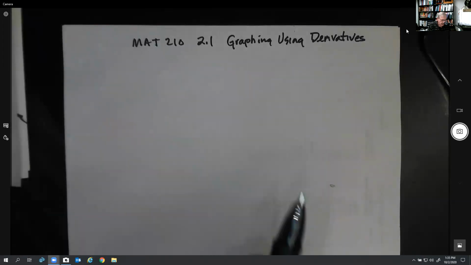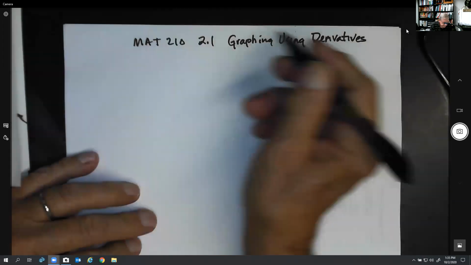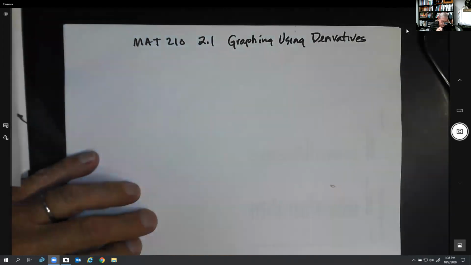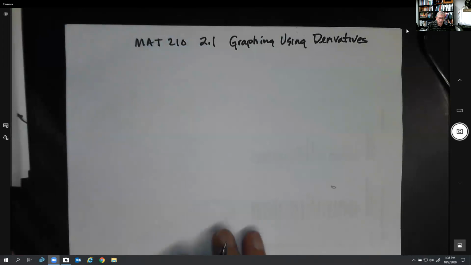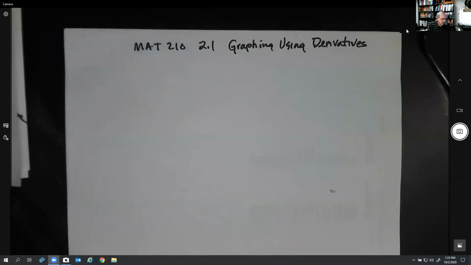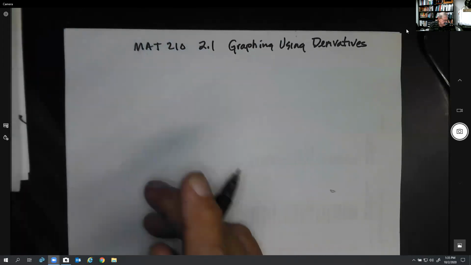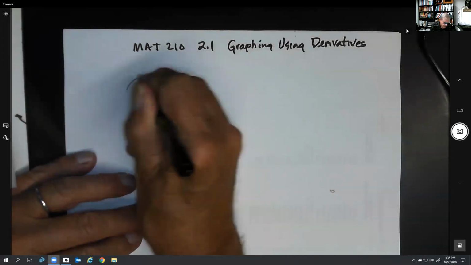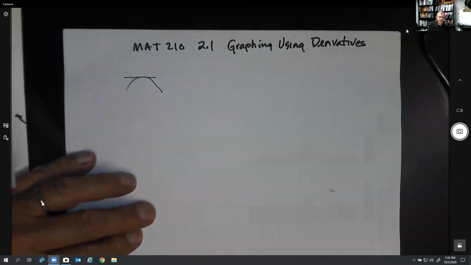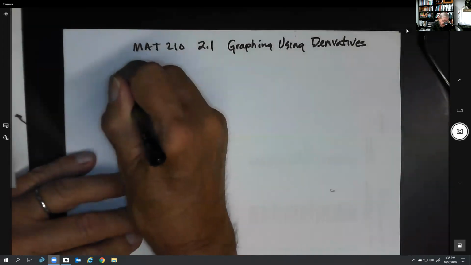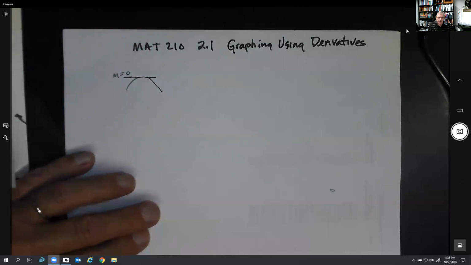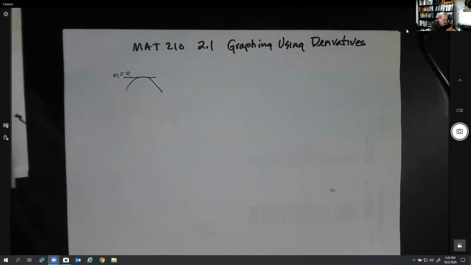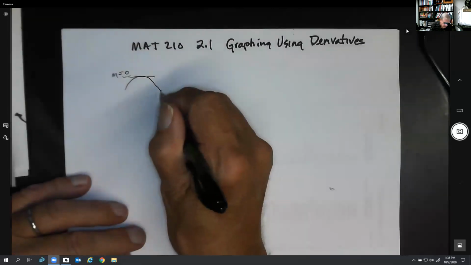Two key things about graphing with first derivatives. The first thing is that we pick points in which the slope is 0 or does not exist. Let me show you. Say we had a graph like this. At this high point right here, the slope would be 0. And this is what we call a critical point. We're going to use our first derivative when it's 0.